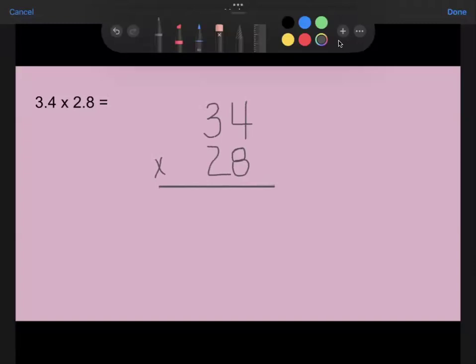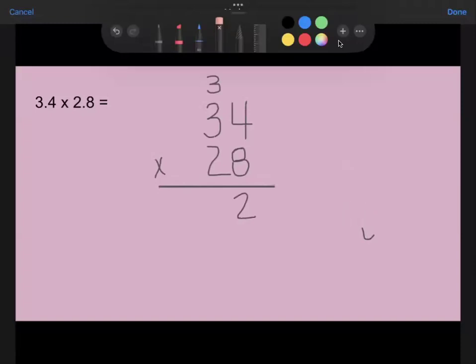So first I'm going to do 4 times 8, which is 32. So in the standard algorithm, when I get a 2-digit multiplication answer, I drop the ones place digit down and the digit in the tens place goes up to the next place value. So I need to split this 32 and put 2 down here and 3 up here.